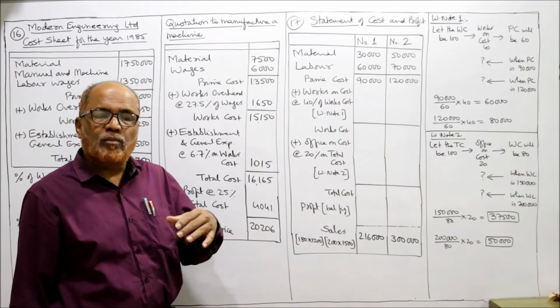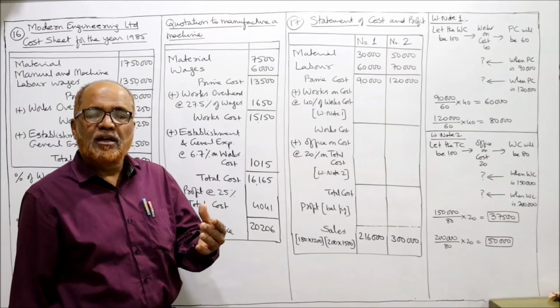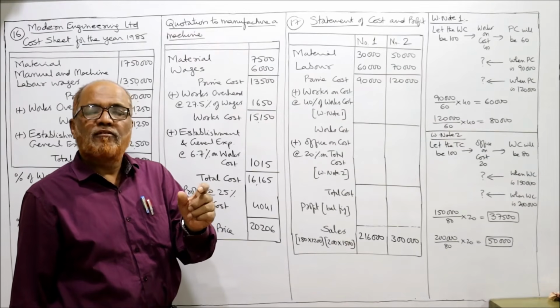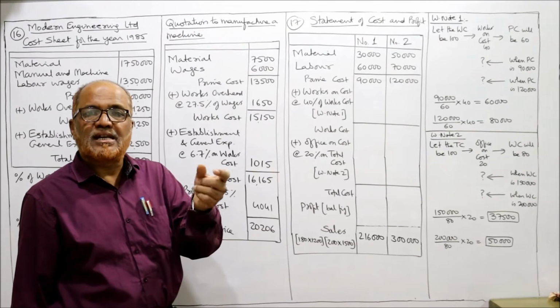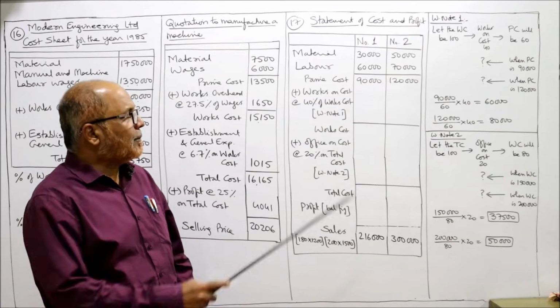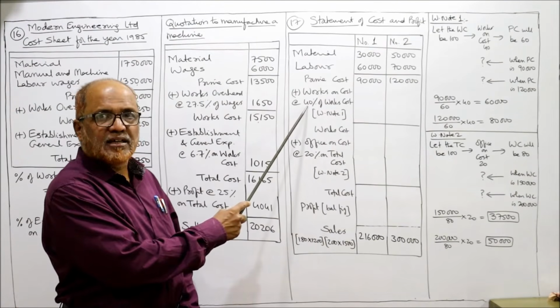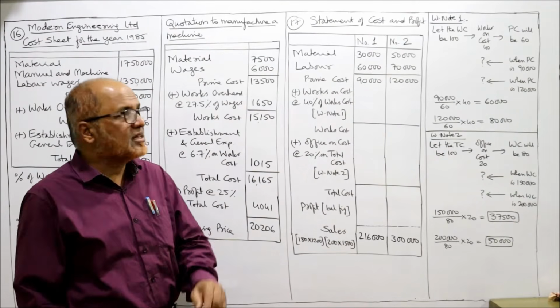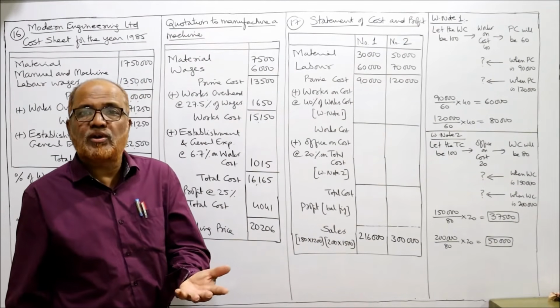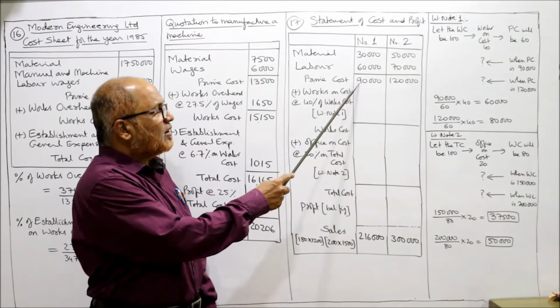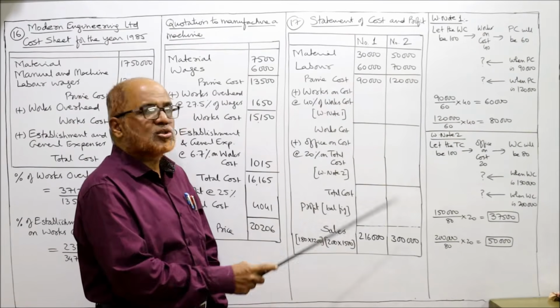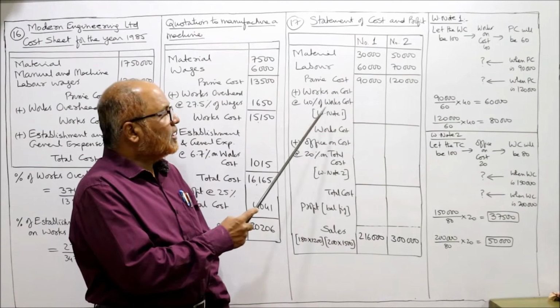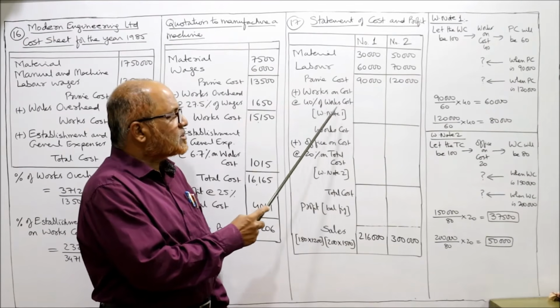In the previous problems, almost so many problems we have done, in most of them works overhead is given as a percentage on wages. If it were 40% on wages, we would have calculated on labor. But this is the first problem where it is given on works cost. But works cost we don't have. Prime cost में factory overhead को add कर दिया तो works cost आता. So here works on cost is 40% on works cost.